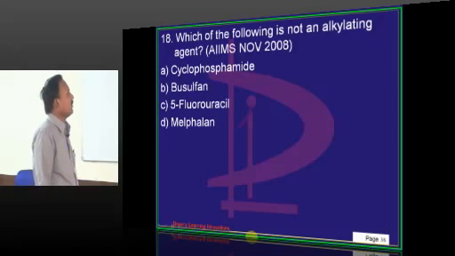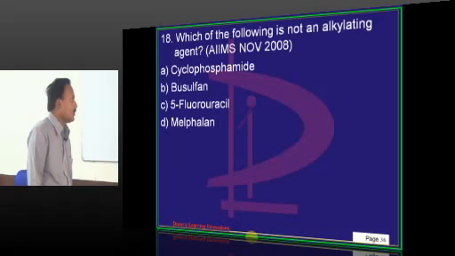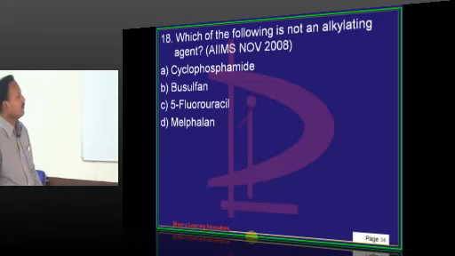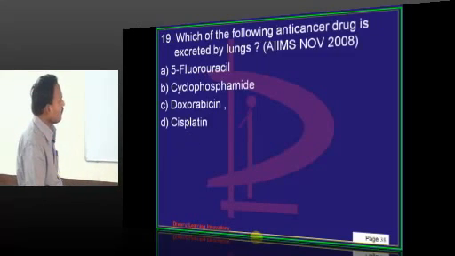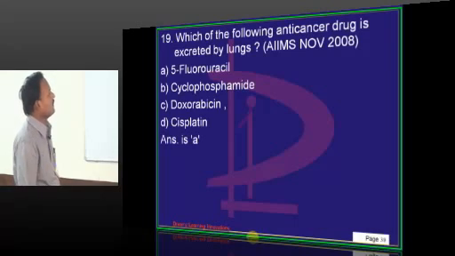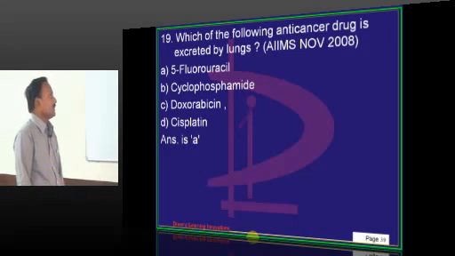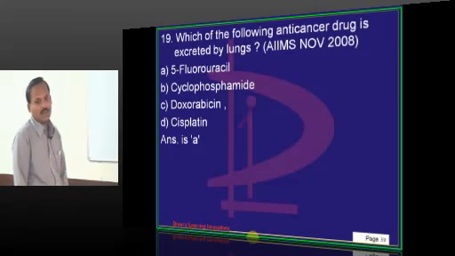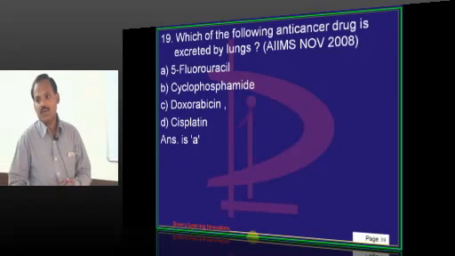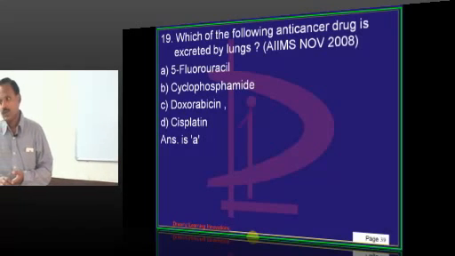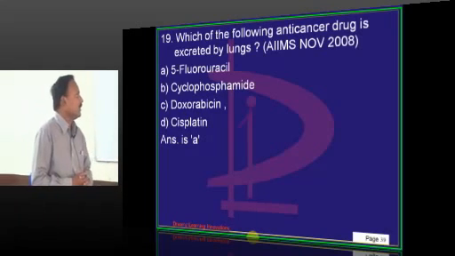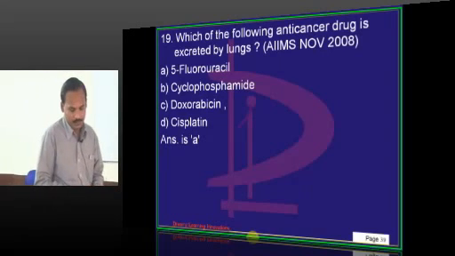Which of the following is not an alkylating agent? Cyclophosphamide, busulfan, 5-fluorouracil, melphalan. Cyclophosphamide, busulfan, melphalan are all alkylating. 5-fluorouracil is an antimetabolite. Which of the following is an anticancer drug excreted by the lungs? Cyclophosphamide, doxorubicin, cisplatin, bleomycin, busulfan, 5-fluorouracil. So, 5-fluorouracil, here it is listed, it is excreted by the lung.